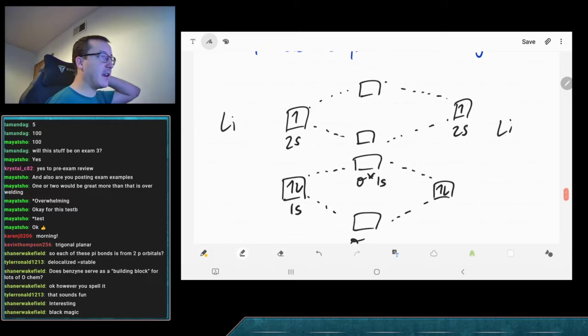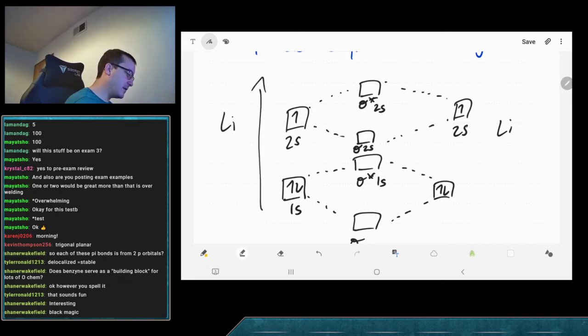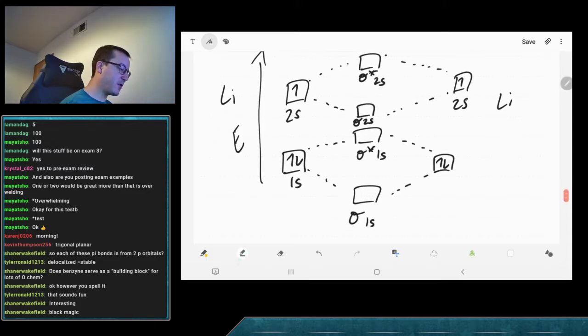So notice we have 4 orbitals. We have 2 orbitals from each atom, so 4 molecular orbitals total. This would be a sigma 2s, sigma star 2s. And again, energy is always going up. So if we want to start filling these, let's start from the lowest first. We have 6 total electrons, right? We have 3 electrons from each lithium. So there's 2. There's another 2. And there's the last ones.